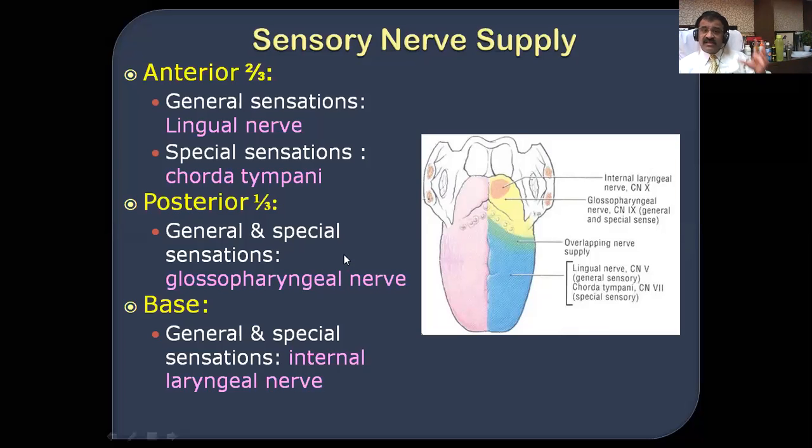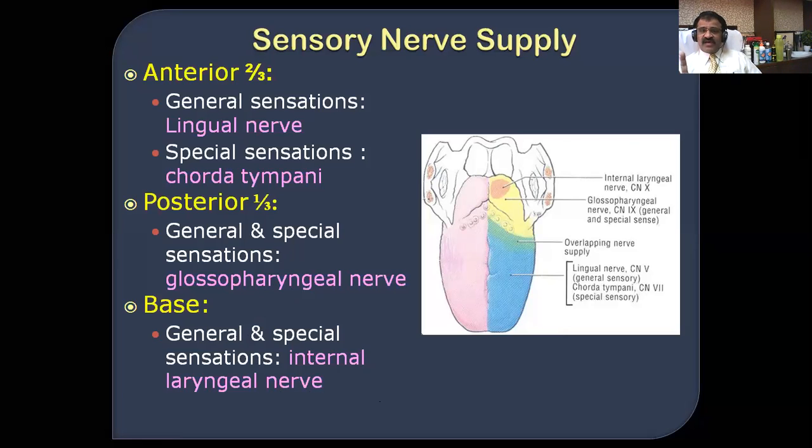Whereas the posterior one-third is supplied by the glossopharyngeal nerve for both purposes, general sensation as well as special sensation. The glossopharyngeal is the ninth cranial nerve. So the fifth, seventh, and ninth cranial nerves are sensory nerves, out of which the fifth is only general sensation, whereas the seventh and ninth are special sensory as well. Now the base of the tongue is also supplied by sensory nerves derived from the vagus nerve, a branch called the internal laryngeal nerve. So the vagus nerve is both general and special sensory, meaning general sensation and taste sensation for the base of the tongue.